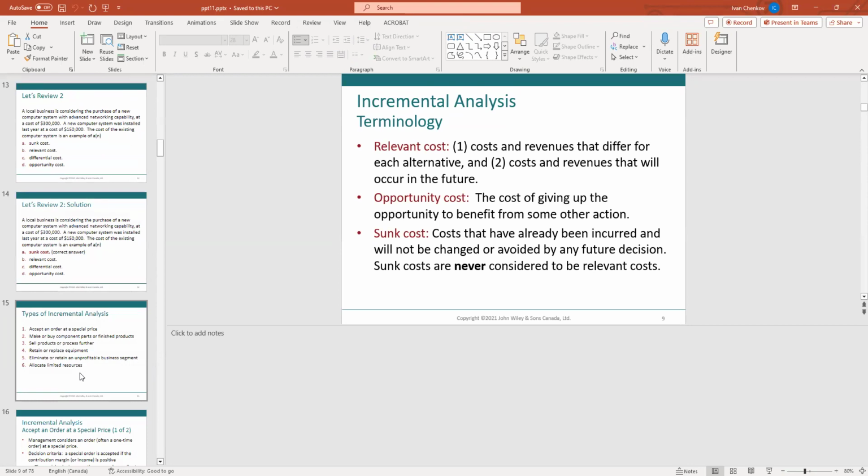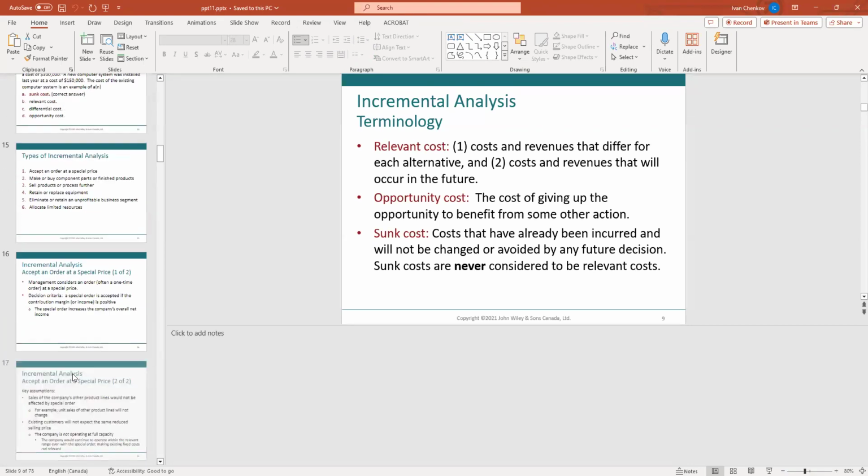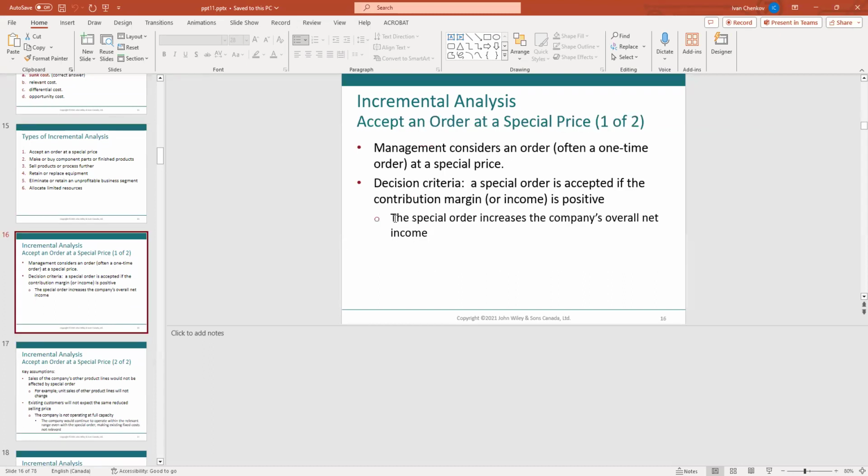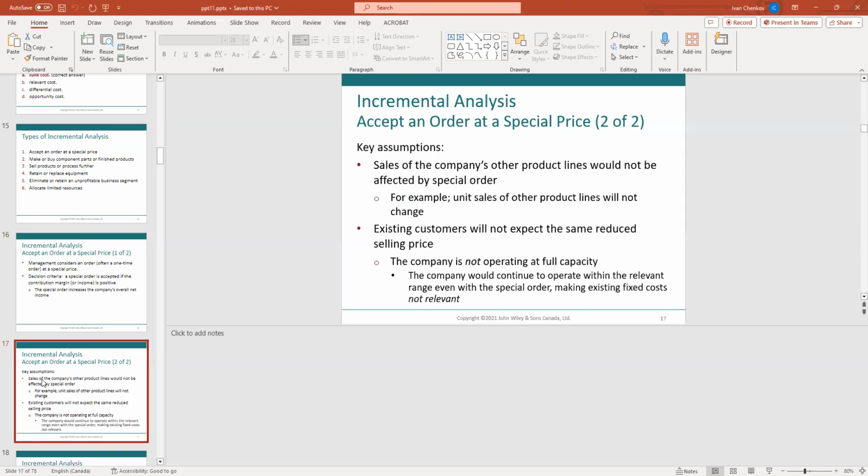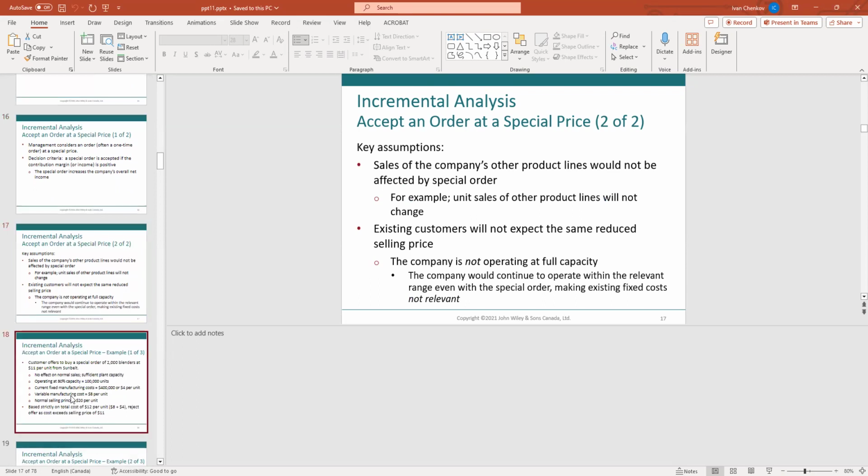Let's see what we did here, and let's go over quickly. First thing that we did in class was to accept a special order or not. So again, this is a special order, one-time order and one-time only. The sales of the company is not going to be affected. The other customers are not going to know about this special order. They're not going to start complaining, hey, reduce our selling price as well. So nothing's going to be affected by this special order.